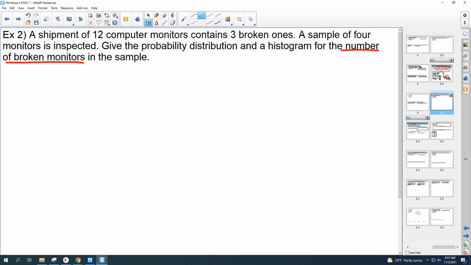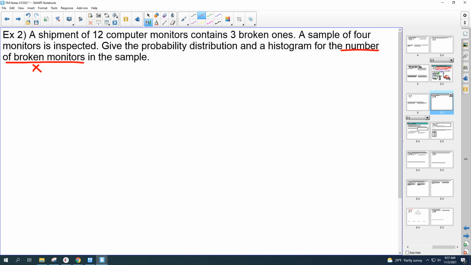The number of broken monitors. That's what we're trying to look at in the problem. That's the random variable. That's x, okay? So you want to identify the random variable, and then you want to think about how many different possible values this could hold. How many broken monitors could there be? And so we're taking a sample of 4 monitors. How many of those 4 could be broken? Well, it could be 0, 1, 2, or 3, right? If there are 3 broken ones in this shipment, then we might accidentally find 0, 1, 2, or 3 of those.